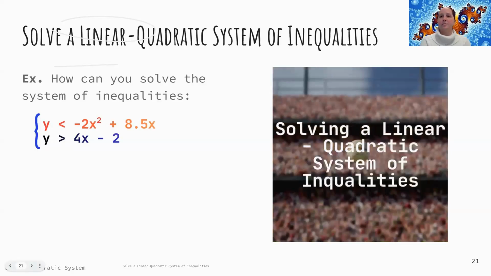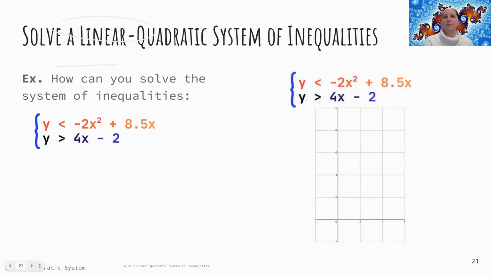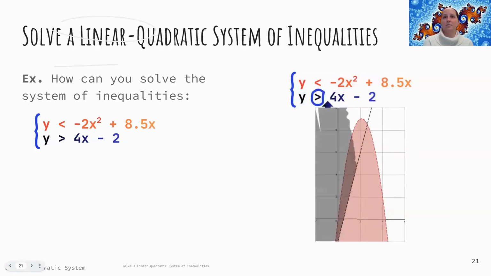Graph the first one: -2x squared plus 8.5x. The less than sign tells me to shade below. Remember to use a dashed line. Then I have 4x minus 2. The greater than sign tells me to shade above. So what I'm looking at is where these two overlap or intersect. That is going to be where my solutions lie.